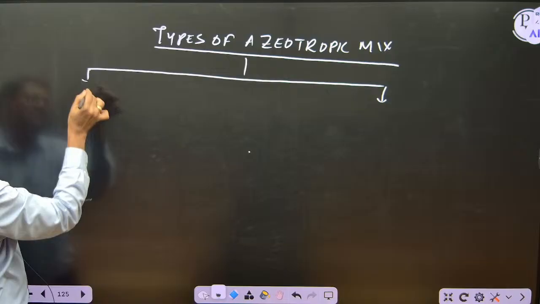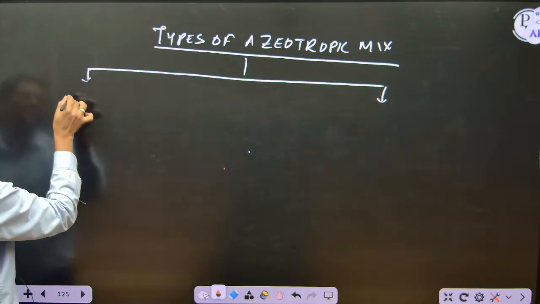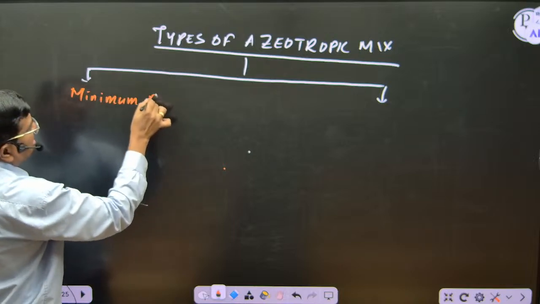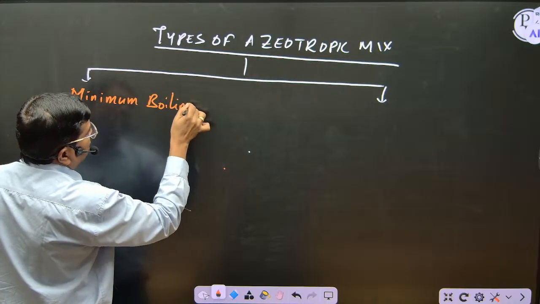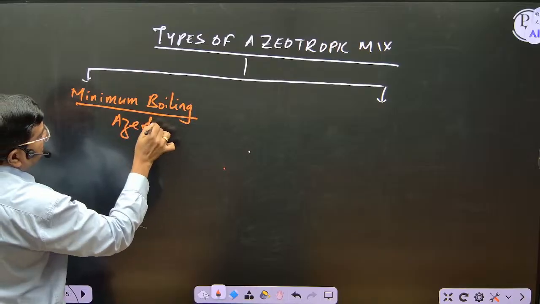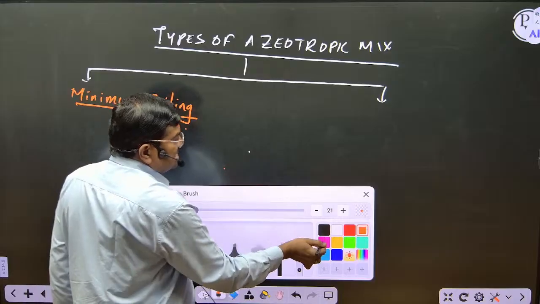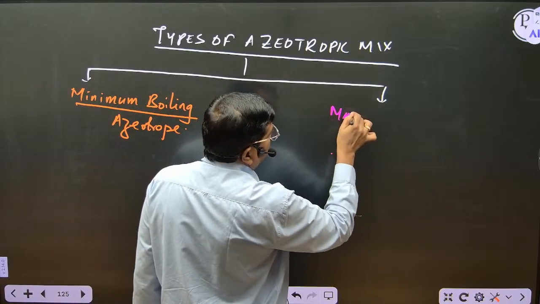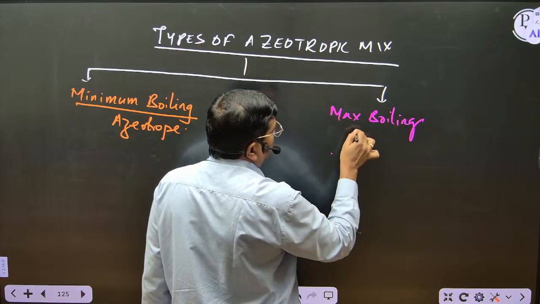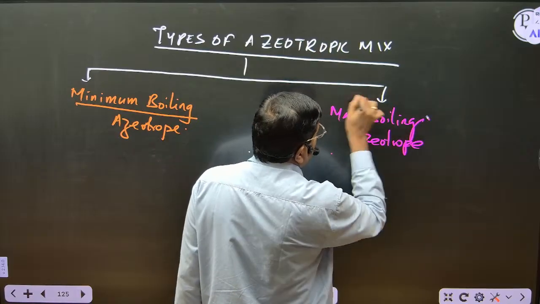Now understand what is this minimum boiling azeotrope. Important from the exam point of view. See, one I am writing minimum boiling azeotrope. Why do we call minimum? We will discuss. And what is the second category? Maximum boiling azeotrope. The second one is maximum boiling azeotrope. Now let us discuss one by one.